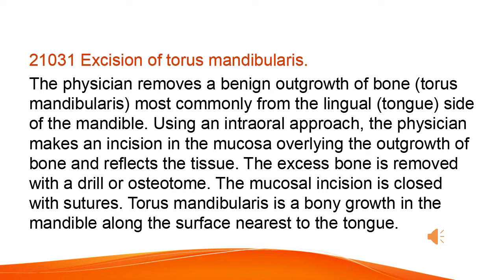Excision of torus mandibularis. The physician removes a benign outgrowth of bone, torus mandibularis, most commonly from the lingual, tongue, side of the mandible. Using an intraoral approach, the physician makes an incision in the mucosa overlying the outgrowth of bone and reflects the tissue. The excess bone is removed with a drill or osteotome. The mucosal incision is closed with sutures. Torus mandibularis is a bony growth in the mandible along the surface nearest to the tongue.